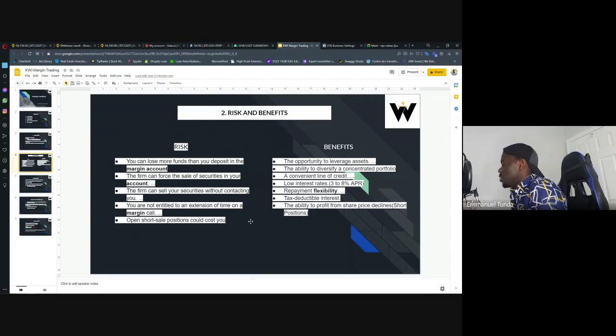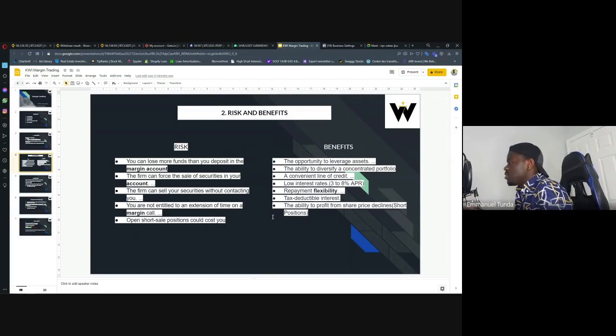Now, in terms of benefits, first of all, the first benefit that you have is the ability to leverage some asset. Secondly, is the ability to diversify your portfolio, even if you have a small account. Let's say, for example, somebody has a $10,000 account, but you want to buy $10,000 worth of Tesla and $10,000 worth of Google, but you don't have $20,000.